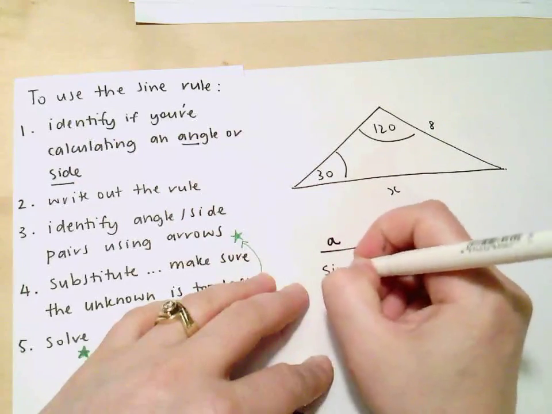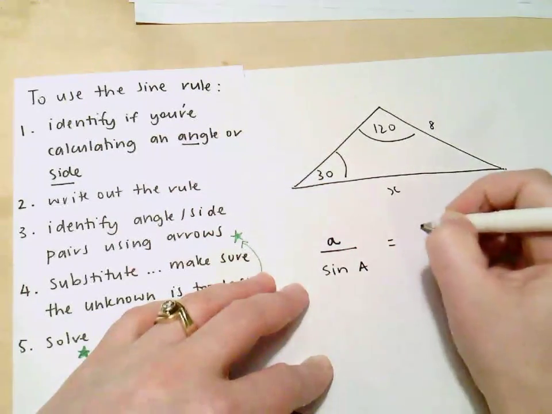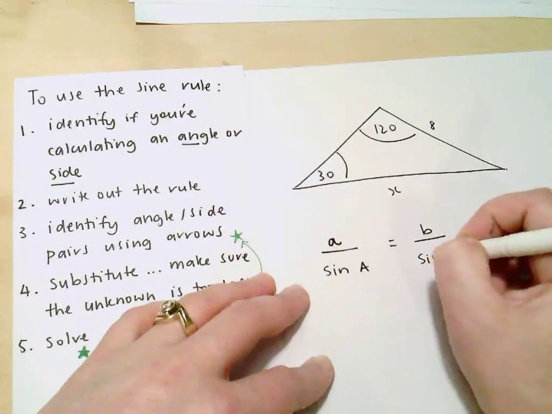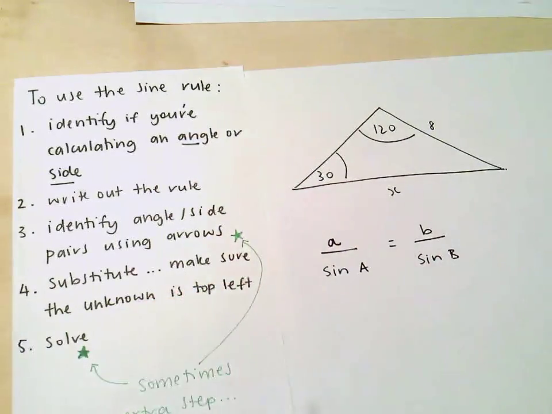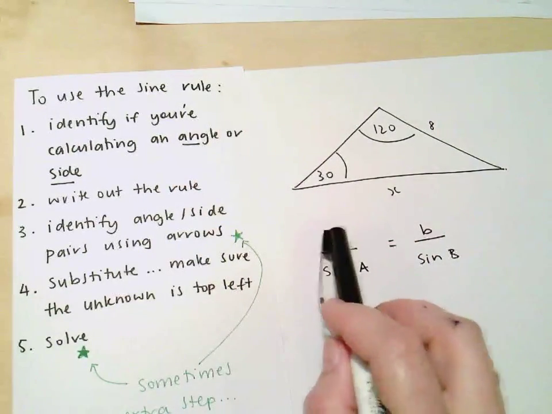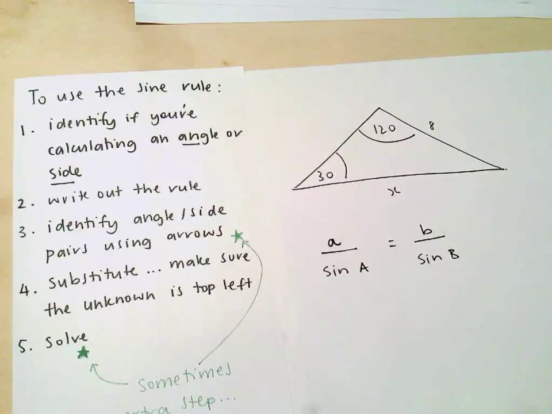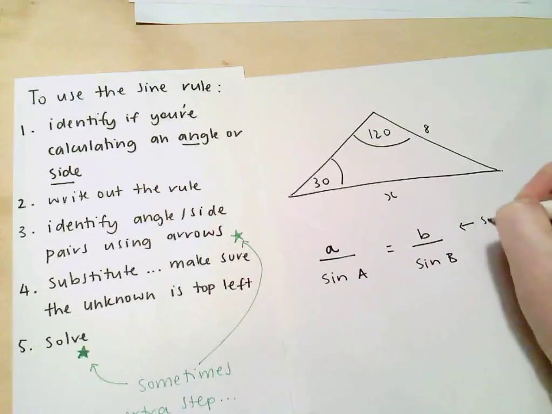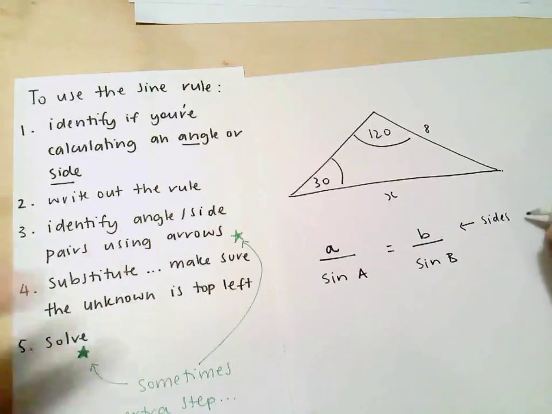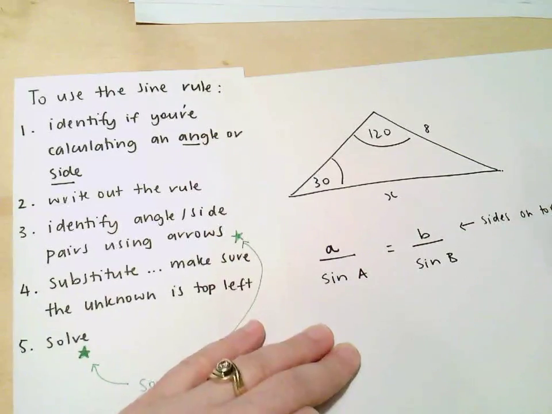So I'm going to write my rule out as a over sine A equals b over sine B. We don't actually need the c over sine C, so you can just leave it at just those two pairs. So I've written out my rule and I've made sure that because I was calculating a side, I had the sides on the top.